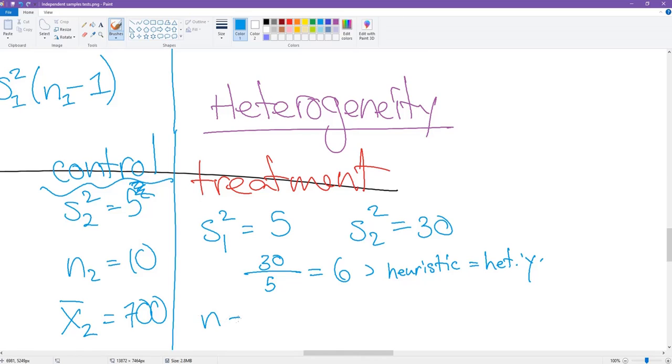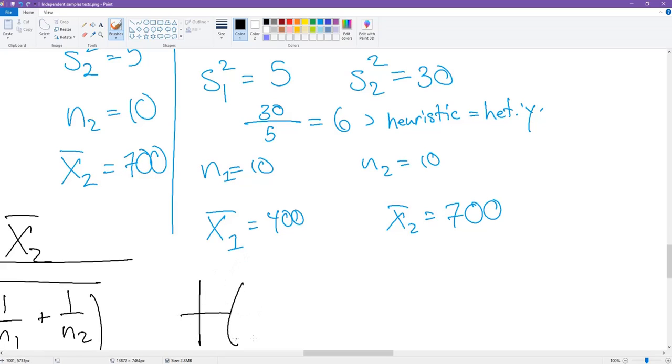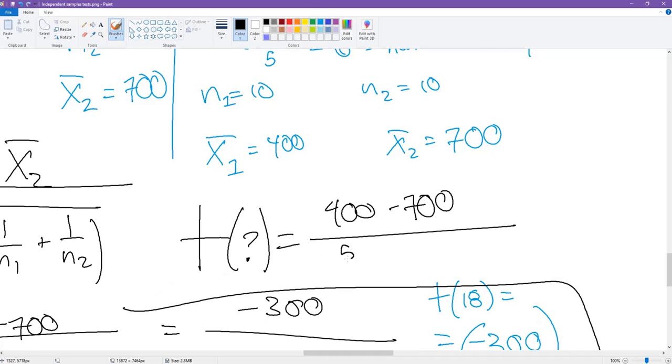Cool. We're still going to say that our sample size in our first group is 10, and our sample size in our second group is 10. And the mean in our first group is 400, and the mean in our second group is 700. So what happens here? Well, the math just got a heck of a lot simpler, because our t with the degrees of freedom of unknown, because I didn't calculate the degrees of freedom here, I did end up putting the formula for that above if you want to give it a shot. We're going to have 400 minus 700, and the denominator is the square root of 5 divided by 10, because our variance in the first group is 5 over the sample size of 10, added to 30 divided by 10, because 30 was the variance in our second group.